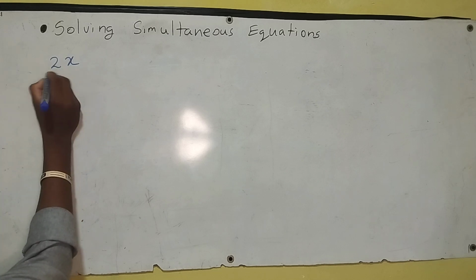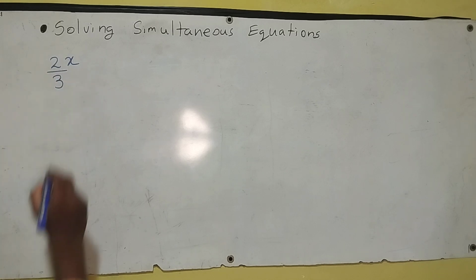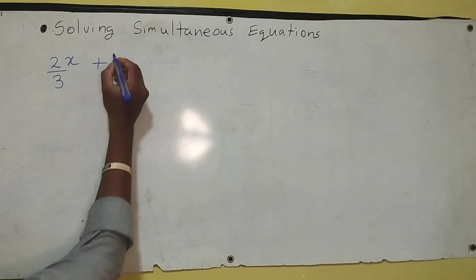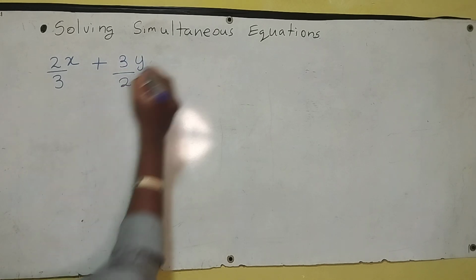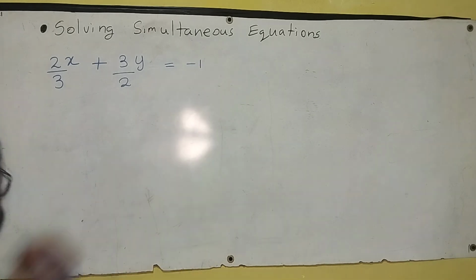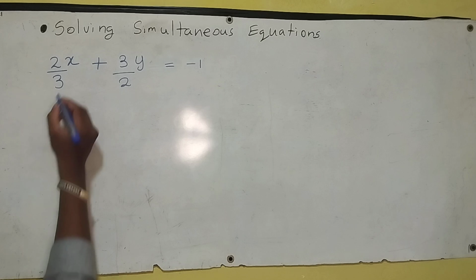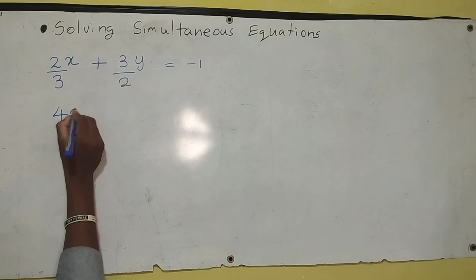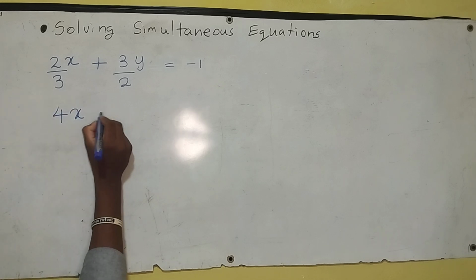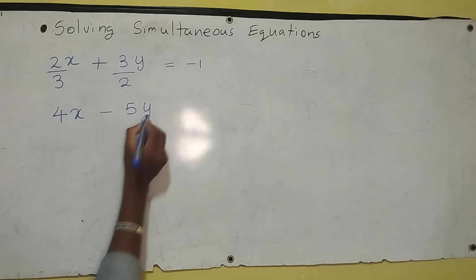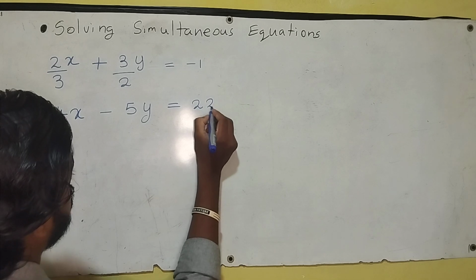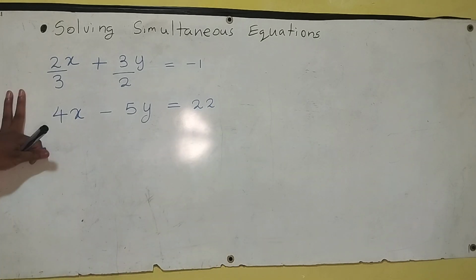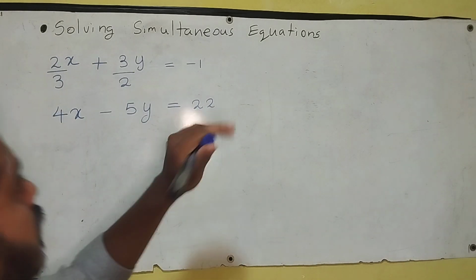2x divided by 3 plus 3y divided by 2 is equal to minus 1. This is the first equation. This is the second one: 4x minus 5y is equal to 22. This is our simultaneous equation.